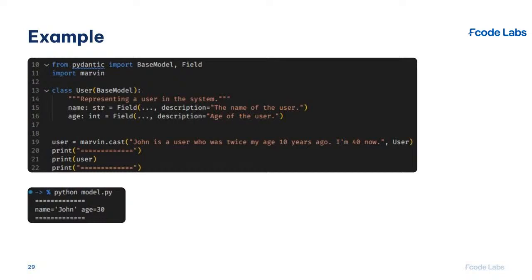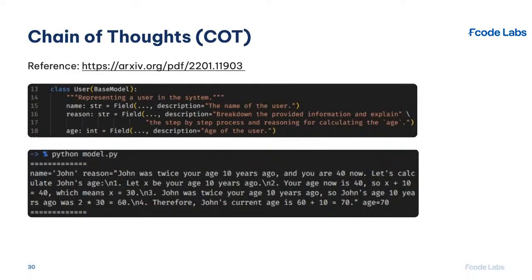So in a scenario like this, instead of moving to GPT-4, what I have done is write an additional field in the user model called reason. And in the description of the reason, I said to break down the provided information and explain a step-by-step process of calculating the age field.